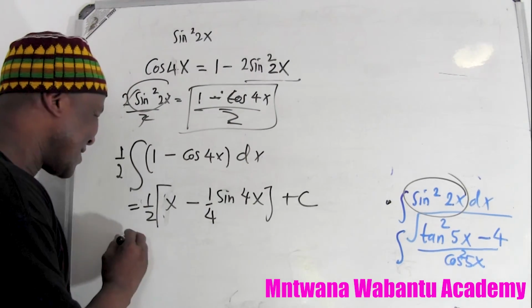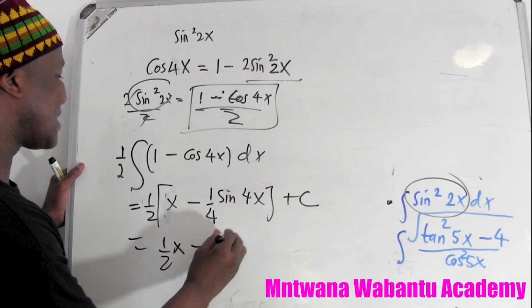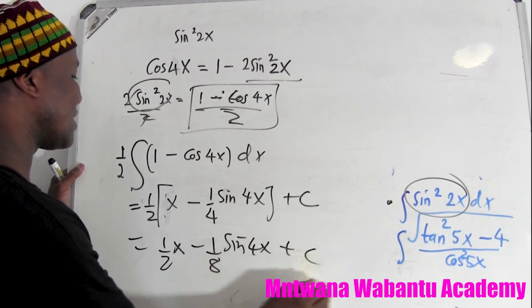Okay. So we're going to multiply half times x equal to half x. This is going to be minus 1/8 sine 4x plus c. So that's how you do it.